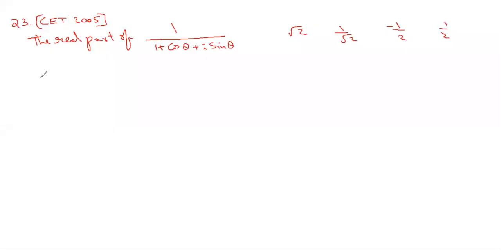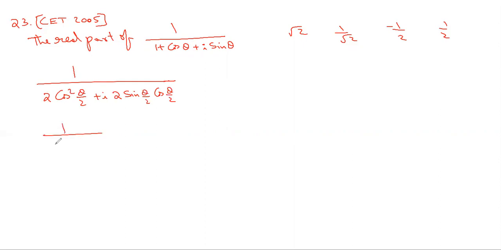So to get the real part of it, it's important to convert this into a + ib form. The trigonometric formulas are the key here: 1 plus cos theta is 2 cos square theta by 2, and sin theta is 2 sin theta by 2 cos theta by 2. And if you simplify this, you take 2 cos theta by 2 common. Then you get cos theta by 2 plus i sin theta by 2.